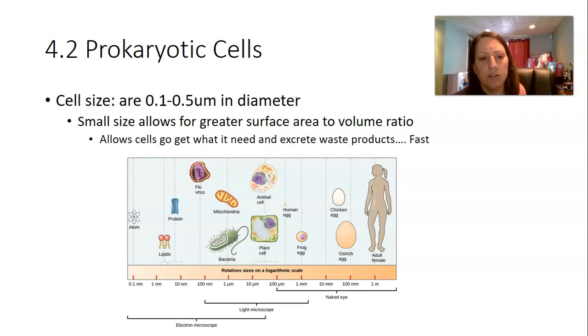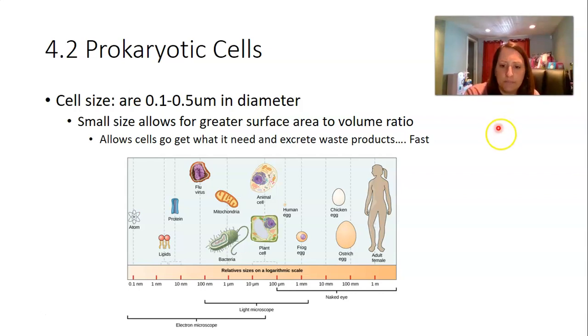Much less complex than eukaryotic cells. But again, I told you that all cells are microscopic, right? Mostly all cells are microscopic. So cells on average are between 0.1 and 0.5 micrometers in diameter, which again, you can't really see with your eyes. You need a microscope.